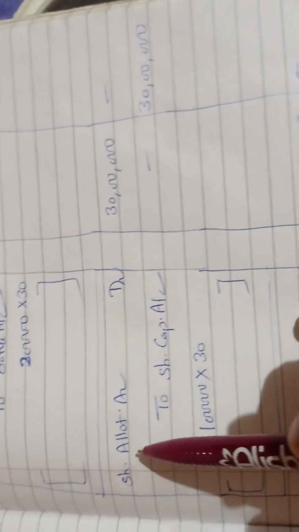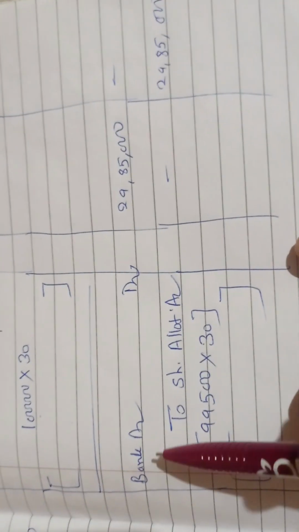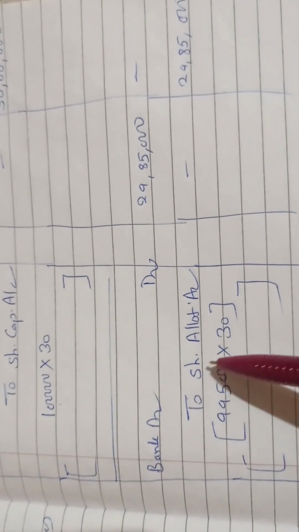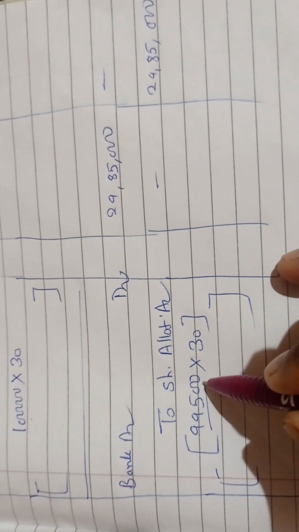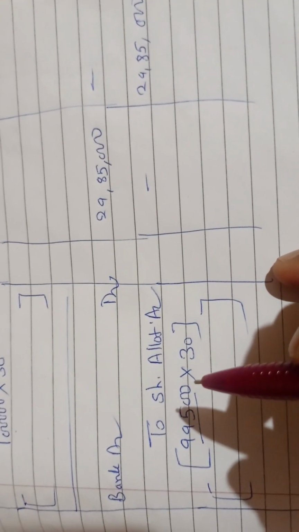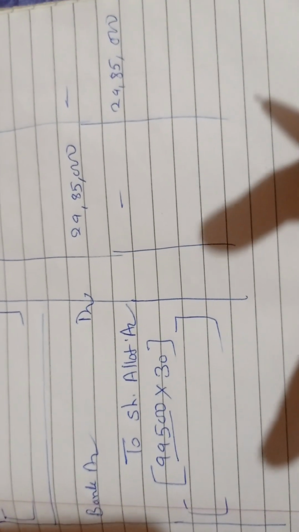Now the allotment money due, Share allotment to Share capital, that is 1 lakh into 30. And then the last one is related to the receipt, Bank to Share allotment, and it is on the 99,500. And balance when required it's written, now it's not required, then okay, it's finished.